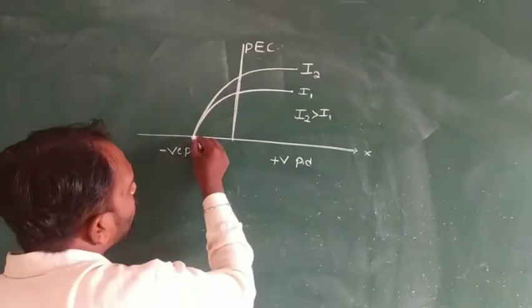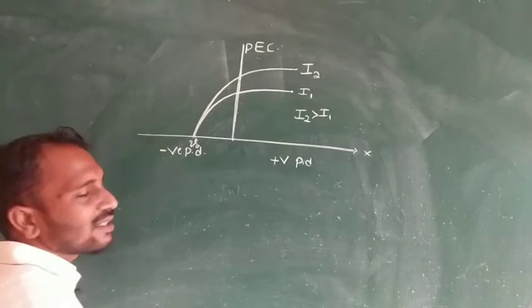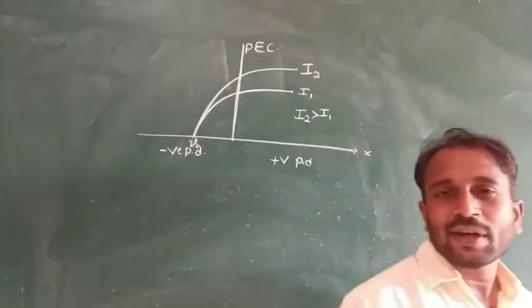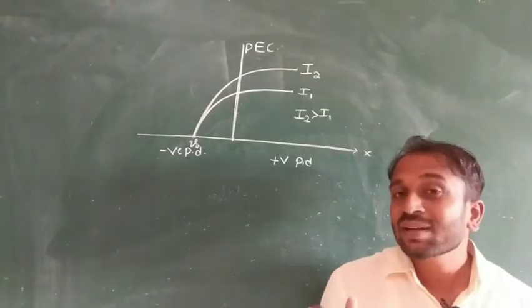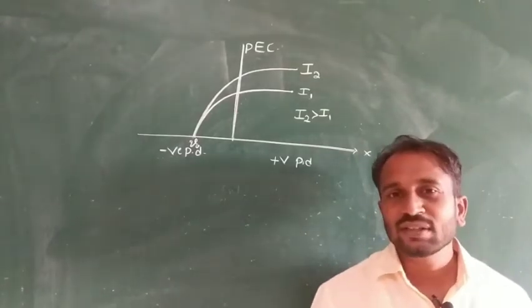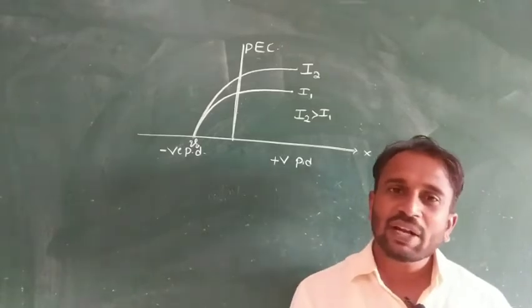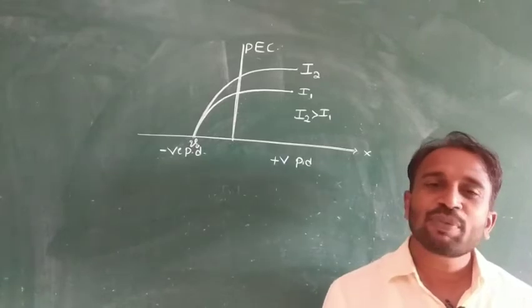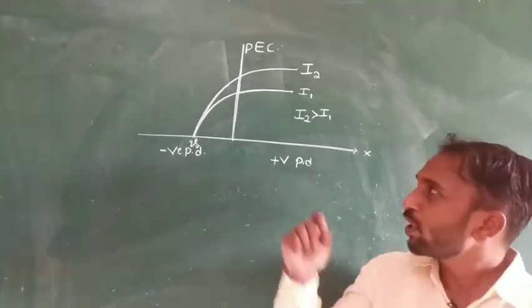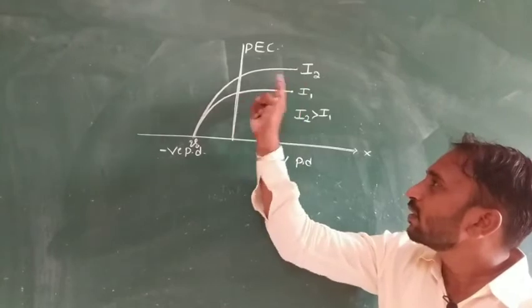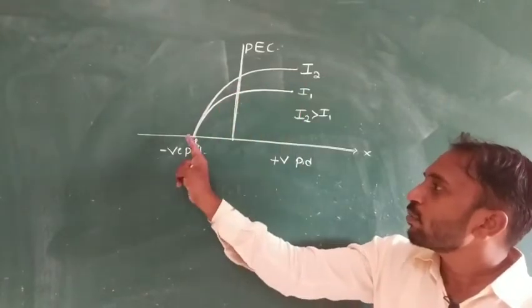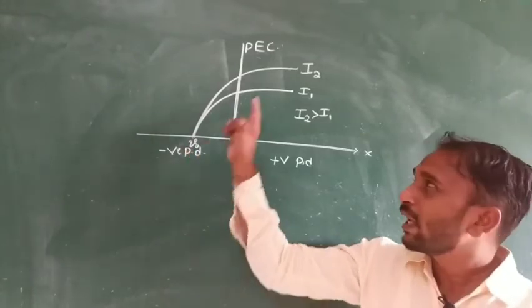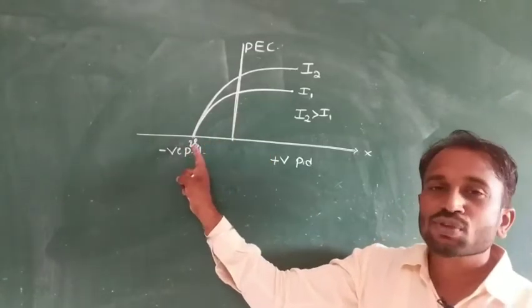But here the stopping potential remains the same. As intensity increases, the photoelectric current increases, but the stopping potential remains the same. For this reason, intensity is independent of the stopping potential.